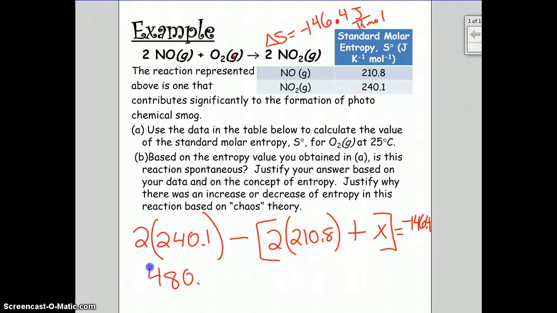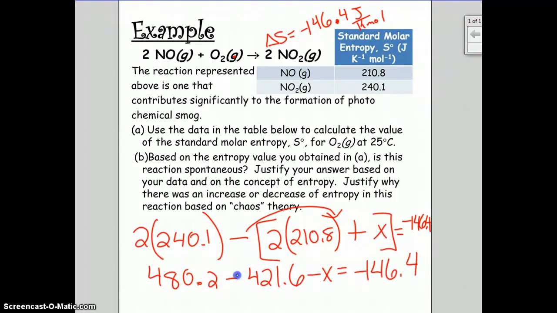Okay, all right, so now we're just going to do a little math to get this simplified down a little bit. So we got 480.2 minus 421.6, and then we're just going to go ahead and distribute that negative sign on in and get negative X is equal to negative 146.4.